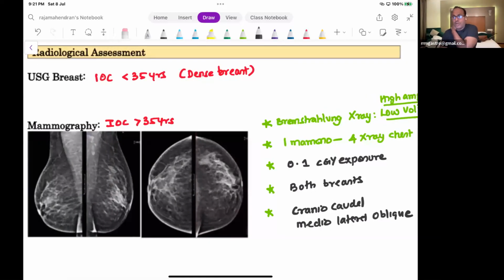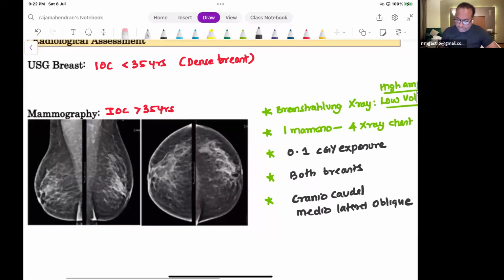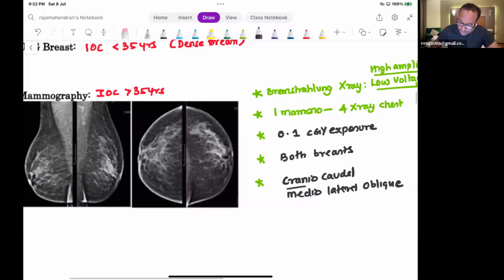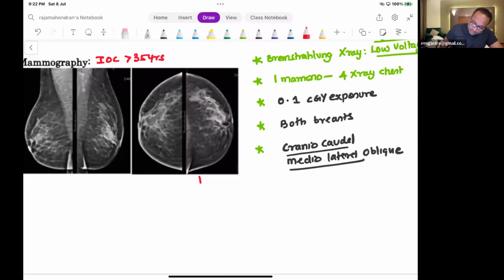Mammography is such a high-yield topic. You will have enormous questions from mammography. Craniocaudal view and mediolateral oblique view are the 2 views taken for these patients. So Bremsstrahlung X-ray, one mammography is equal to 4 chest X-rays, 0.1 centigray exposure. Both breasts you must take in 2 views, craniocaudal and mediolateral oblique. And mammography is done as both diagnostic as well as for screening purpose.